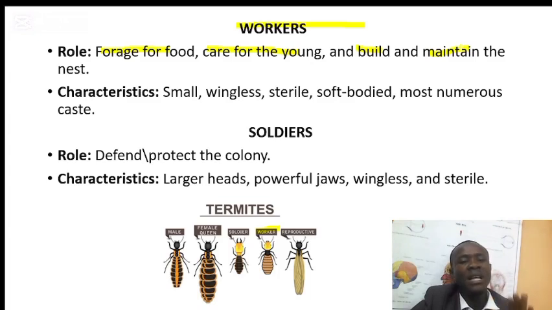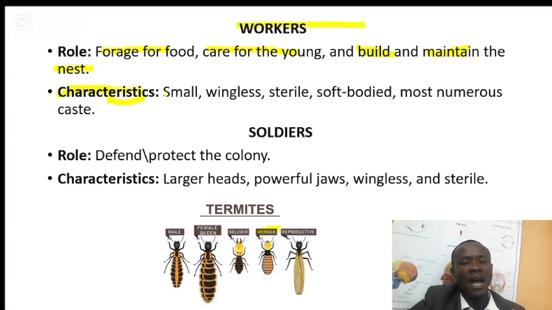Let me repeat it again. The workers forage for food. That means they find food for the colony. They care for the young. After the king has mated with the queen, she will lay the eggs, and the eggs and the young will be taken care of by the workers. And the workers build, and they maintain the nest. The nest can also be called a hive. Characteristics of the workers.